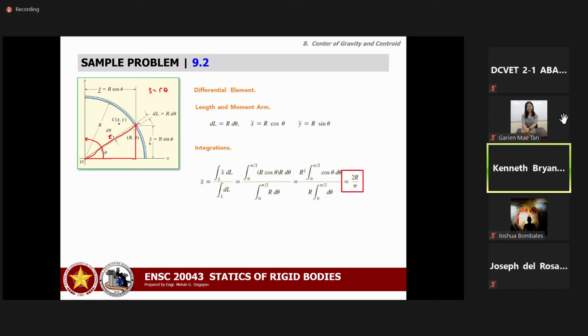Then to solve for bar y: bar y is equal to the integral of y curl dl over the integral of dl. That is equal to the integral of r sine theta times r d theta divided by the integral of r d theta, from 0 to pi over 2. So that would be equal to r squared times the integral of sine theta d theta from 0 to pi over 2, divided by r times the integral of d theta from 0 to pi over 2. Evaluating these integrals will give you 2r. So that is the answer.